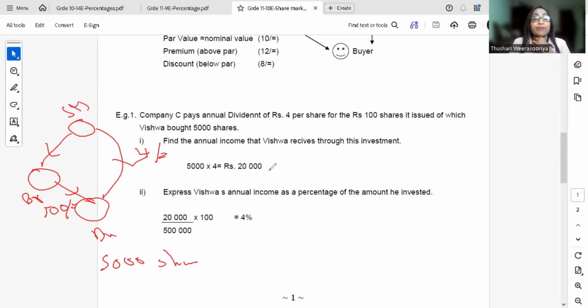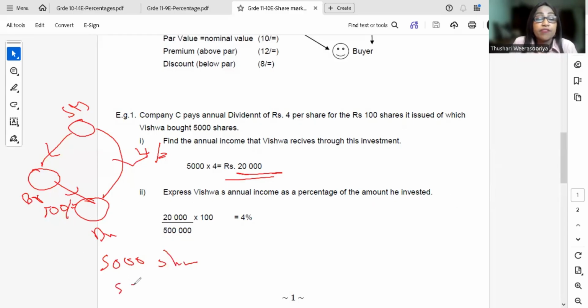What is the dividend they pay? For the number of shares, 5,000 into 4 rupees per share. 5,000 into 4, 20,000 is the annual income of Vishwa. Next one, express Vishwa's annual income as a percentage of the amount he invested.